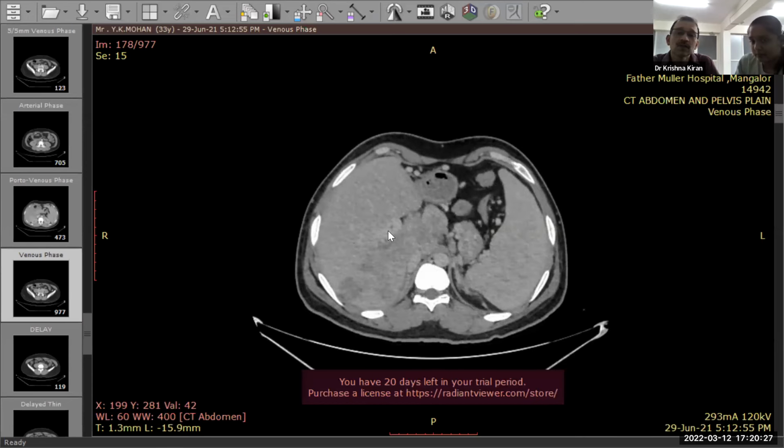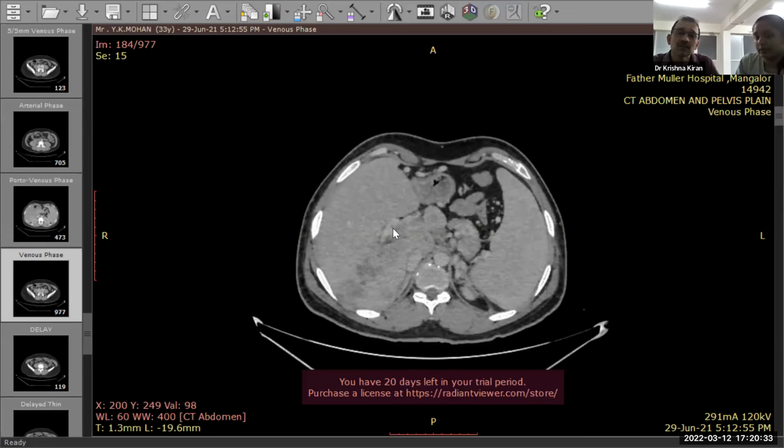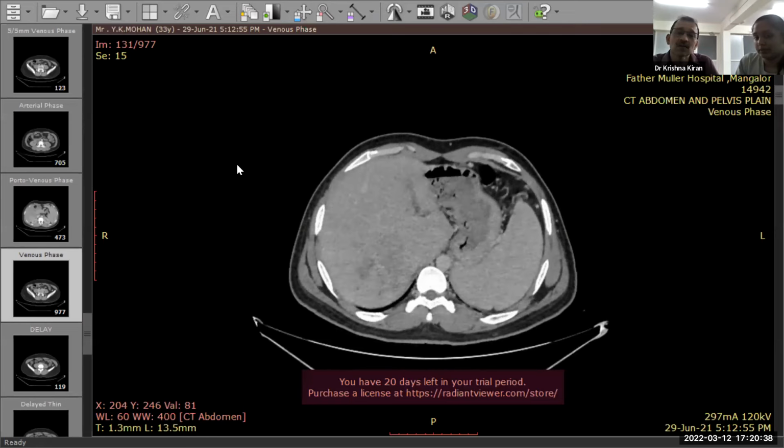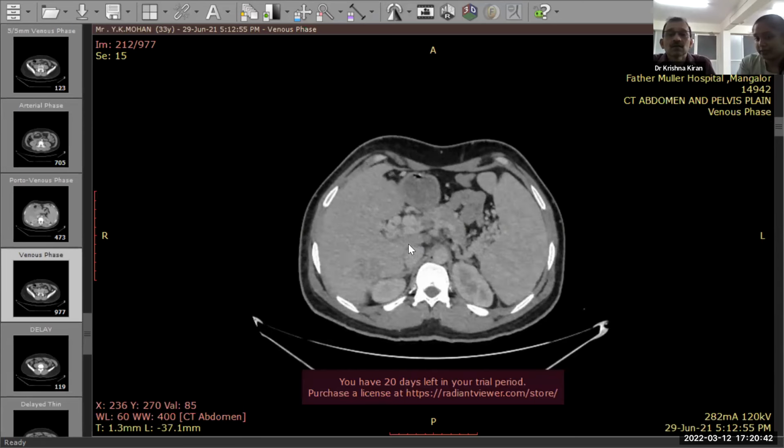Already seen, but you can see that there is a thrombus filling defect within the portal vein. Multiple other collateral vessels, yes. Multiple periportal collateral vessels are seen.